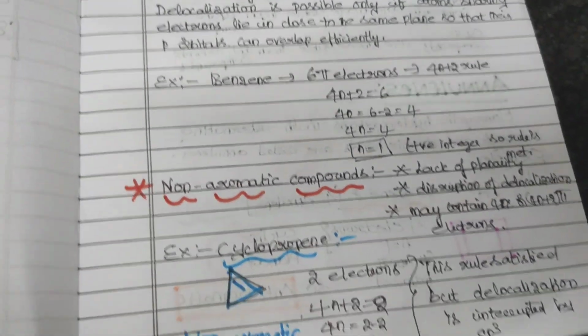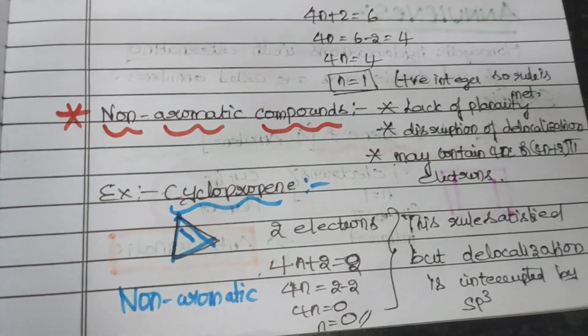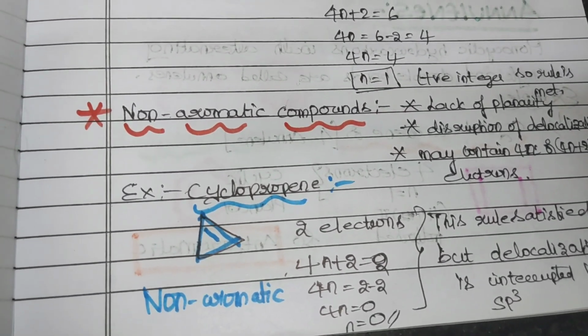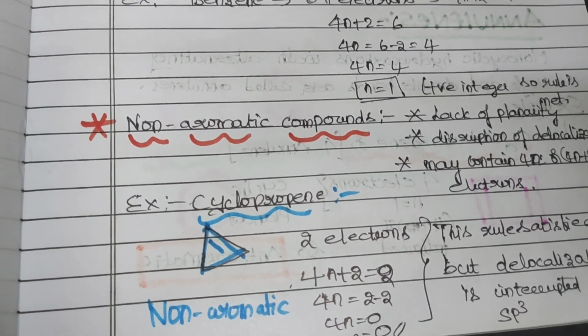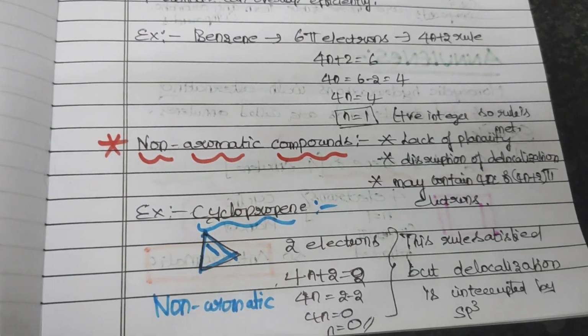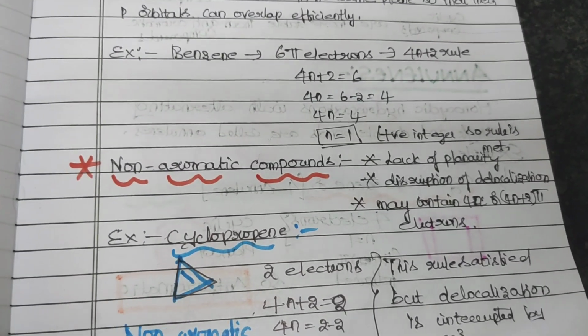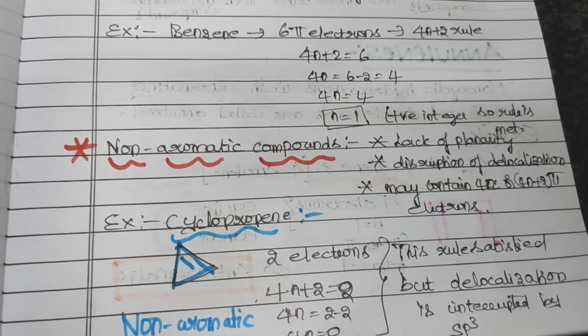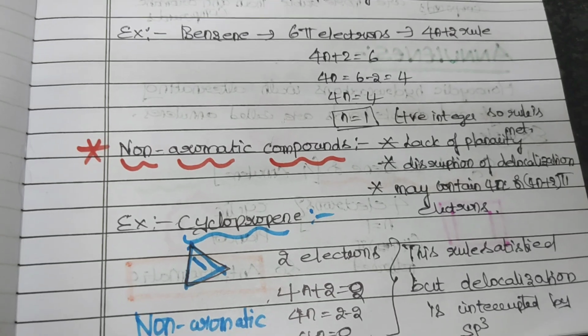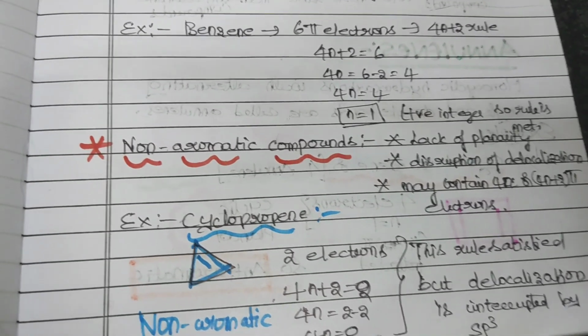So then what are non-aromatic compounds? Let's see. If they lack planarity, or delocalization is disrupted, they may contain 4n or 4n plus 2 pi electrons, but with some problem in planarity or delocalization, then they are non-aromatic compounds.